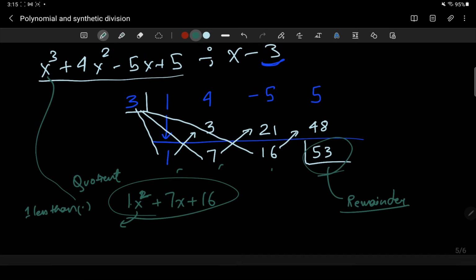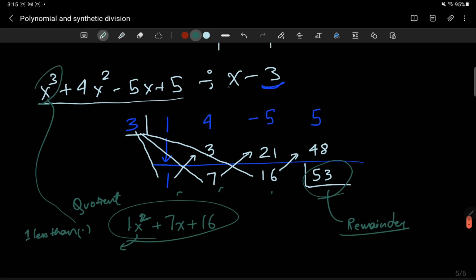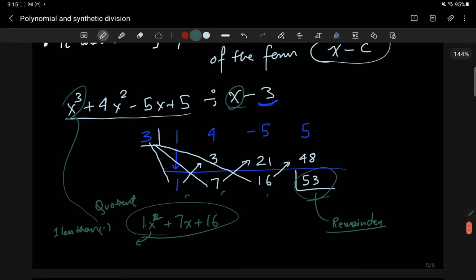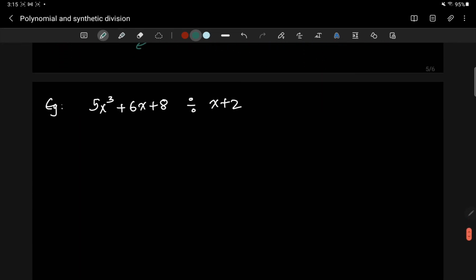One way to think about why that makes sense is because it's an x cubed and you're dividing by x. So what you expect in the end is an x squared type of term. Let's look at a second example.